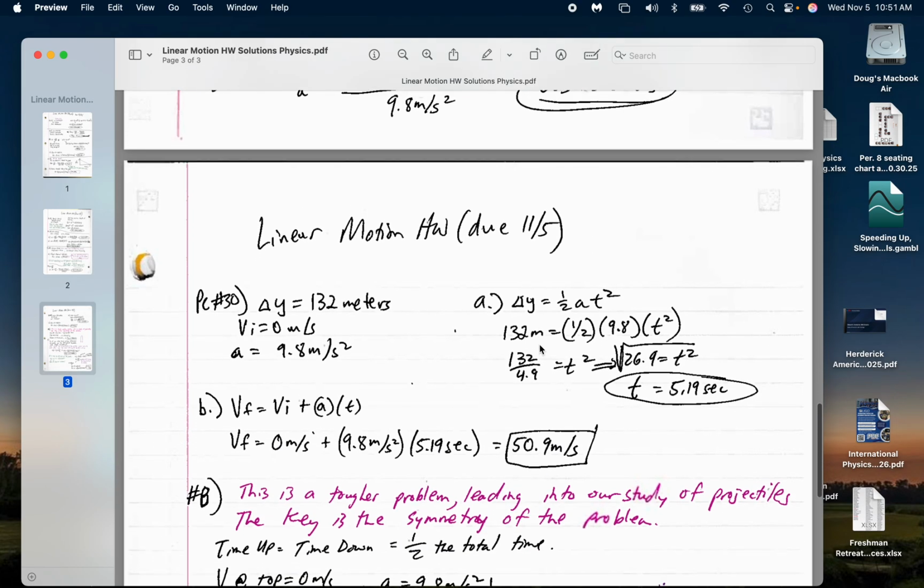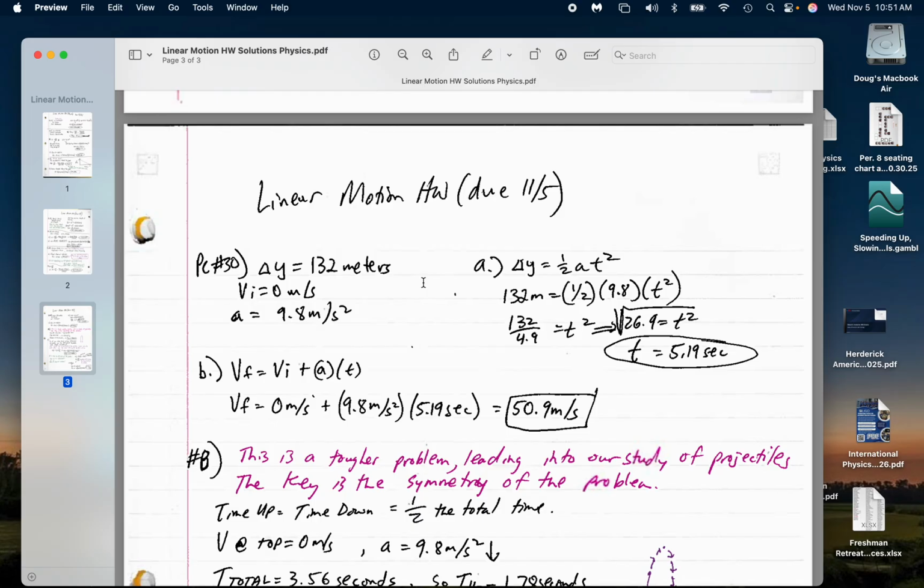Number 30 is the last one that's from the physics classroom. And it basically is something that's in free fall. You've got an object. It can fall 132 meters. Its initial velocity is 0. Its acceleration is 9.8. And so it's asking how much time it takes.